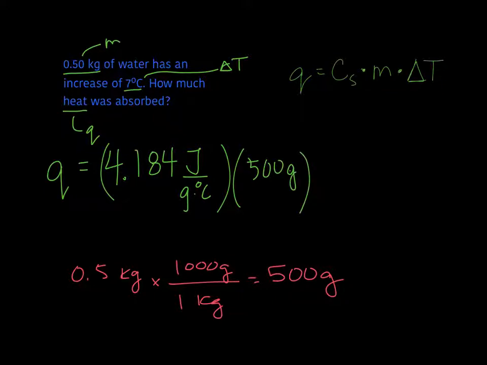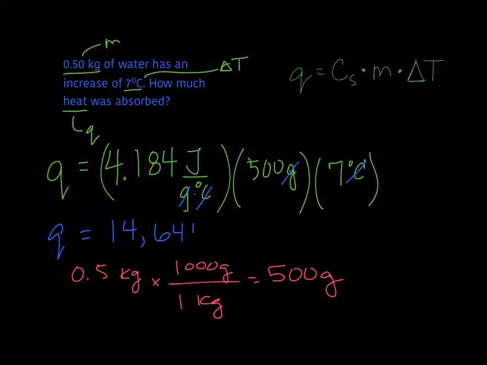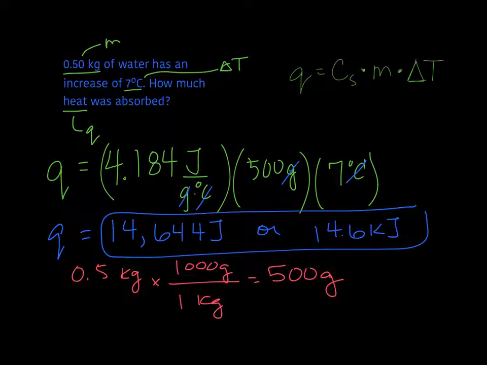And then my change in temperature is 7 degrees Celsius. So grams is going to cancel out, degrees Celsius cancels out. And if I multiply 4.184 times 500 times 7, I end up with 14,644 joules, or you can write that 14.6 kilojoules. Okay?